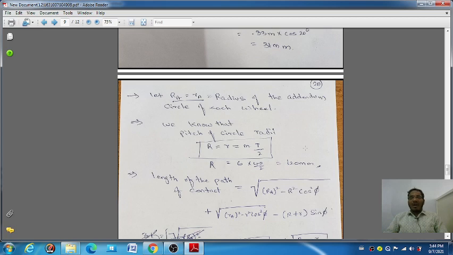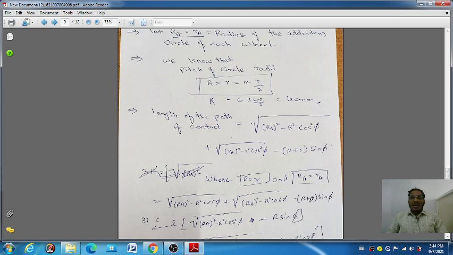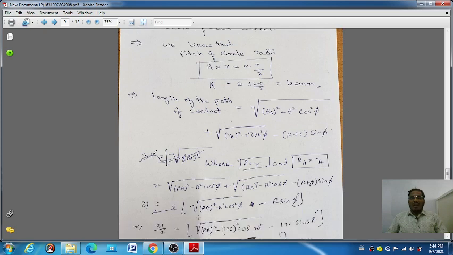Okay, just substitute the value of r, m, then you will get that the capital R is 120 mm. Then the length of the path of contact is equal to, the formula is in your textbooks, under root of RA square minus R square cos square phi. Now you have to substitute the value of RA, where RA is equal to small ra and capital R is equal to small r. How much is the value of RA?